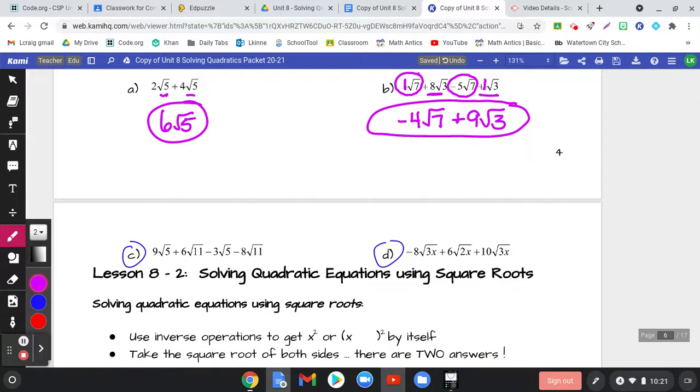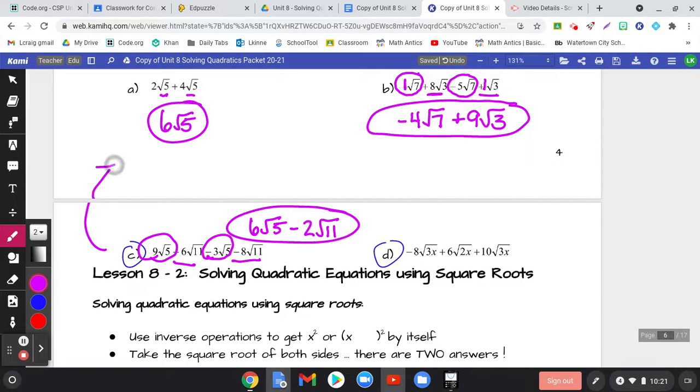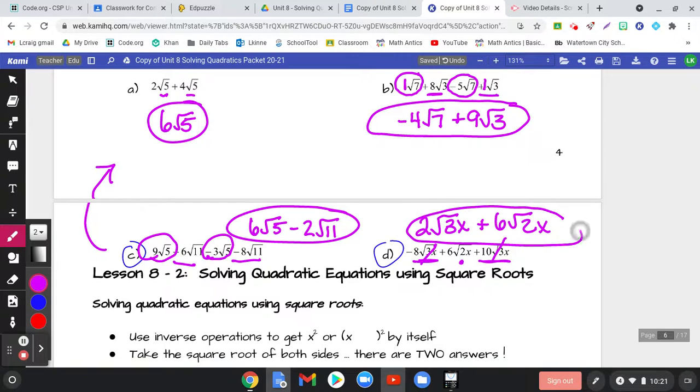All right, on this next one, 9 radical 5 minus 3 radical 5 is 6 radical 5. And then positive 6 radical 11 minus 8 radical 11, 6 minus 8, negative 2 radical 11. Again, these 2 questions are on your page. Okay, I got a 3x and another 3x. Negative 8 plus 10, or 10 minus 8 would be 2 radical 3x. And then we don't have anything to combine with this one, so we just bring it along. Plus 6 radical 2x. You're just simplifying it down as much as you can.